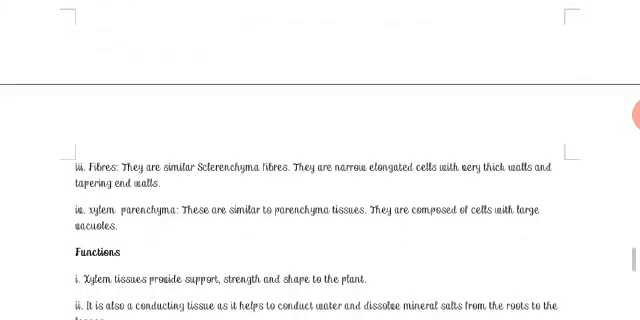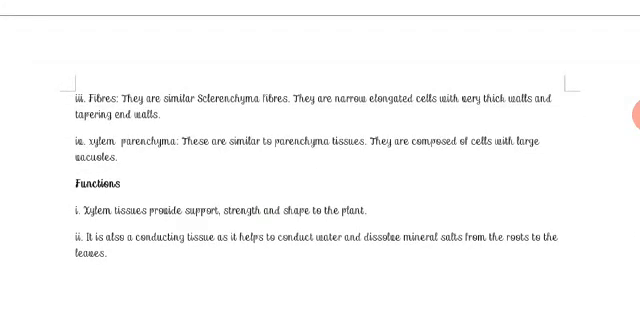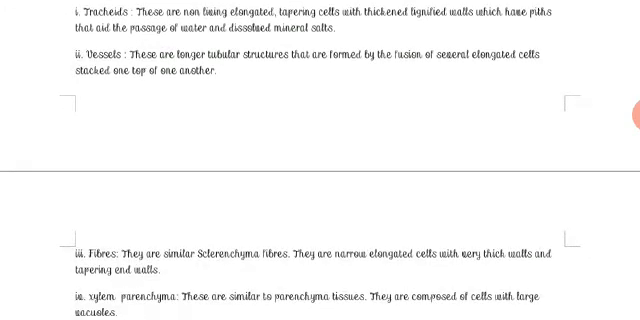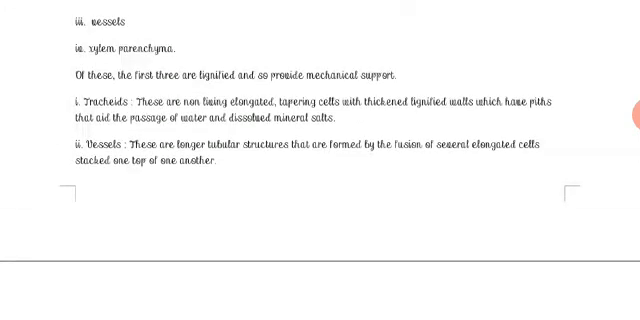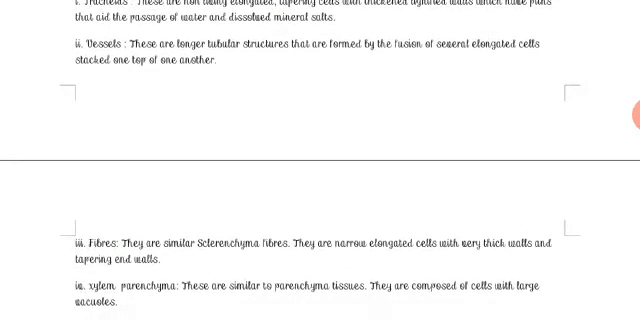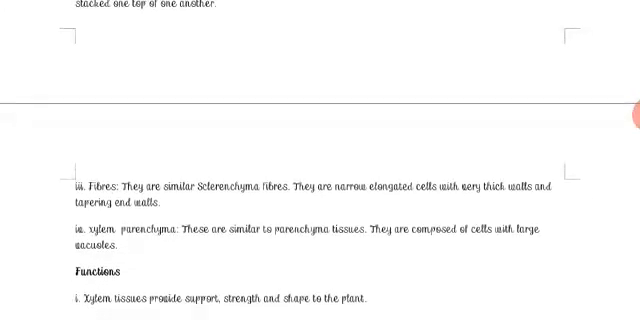For the sake of emphasis, we are saying that the tracheids, the vessels, and fibers are the lignified types, while xylem parenchyma is similar to parenchymal tissues and they all are composed of cells with large vacuoles.